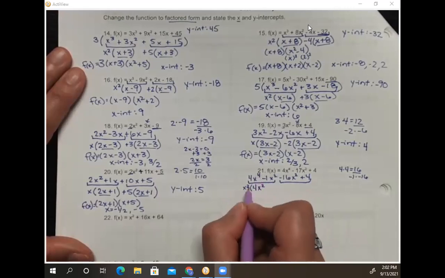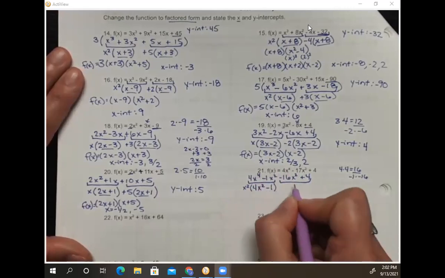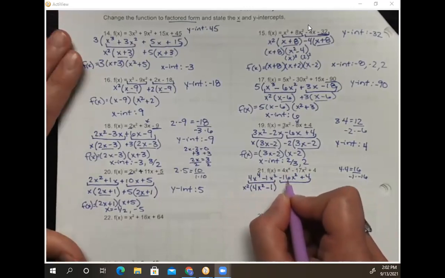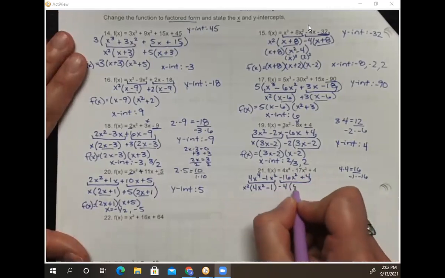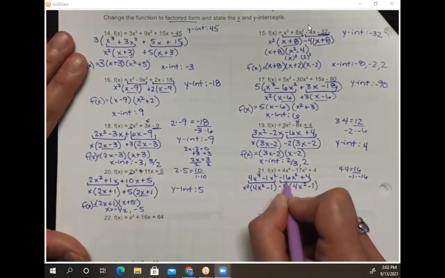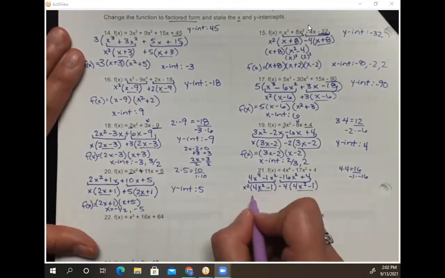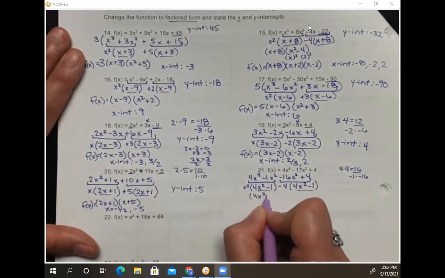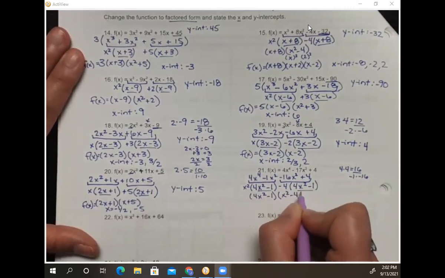X to the 4th, take out x squared, I'm left with x squared minus 1. And then for my second group, I have a GCF of 4 here. Since the first term in my group is negative, I'm going to take out a -4. That would leave me with positive 4x squared minus 1. Remember, I took out a negative, so be careful with those signs. Now my stuff in parentheses is the same, so I'm going to go ahead and pull that out, 4x squared minus 1, and I'm left with x squared minus 4.